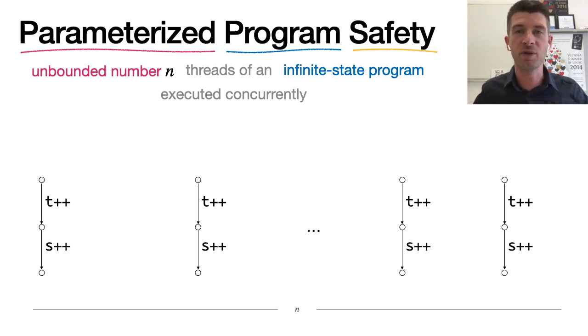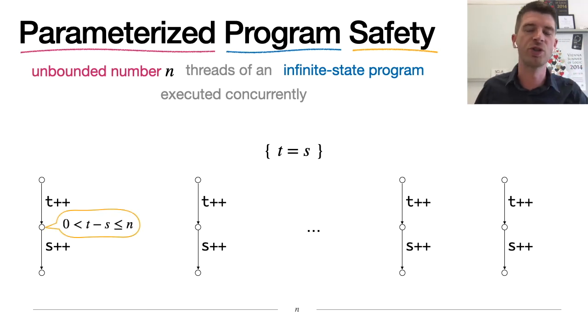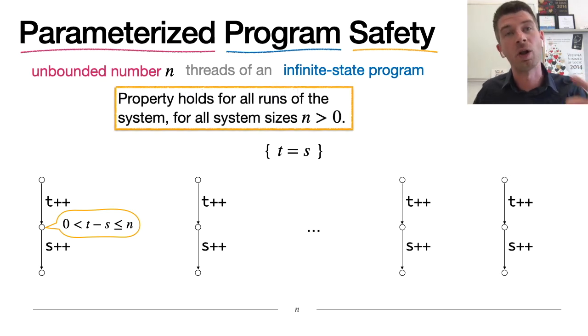And then the safety verification part of this means that starting from some set of initial program states, in our case where t equals s, we want to check some safety property. For example, this assertion here that says t is always greater than s, and their difference is no more than the number of threads in the system. And now we want to check this property for all runs of the system, but also for all system sizes. So a verification problem becomes quantified over this additional parameter, n.